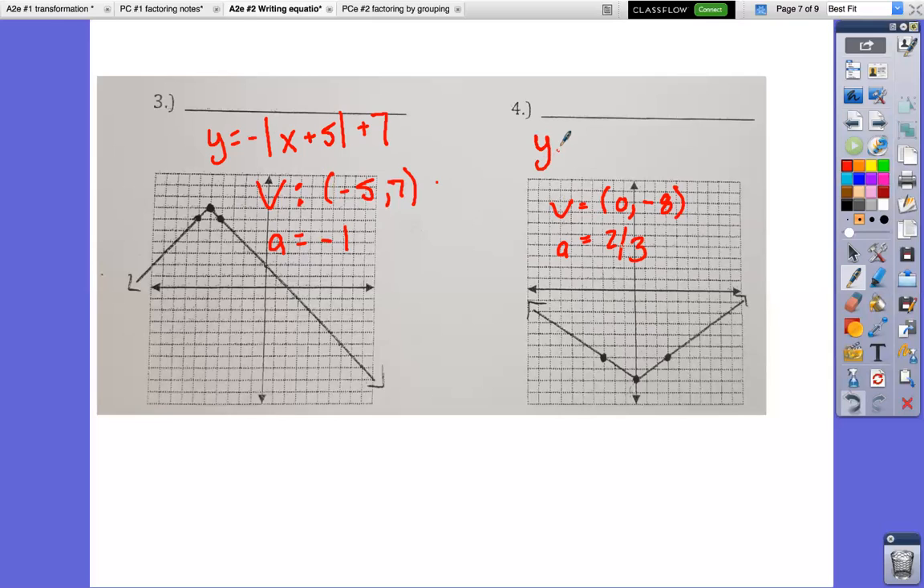Over here, I've got y equals, it's positive, it opens up. So up 2 over 3 both ways. So I'm not adding or subtracting anything. I don't need, and I shouldn't put a plus or minus 0. So just keep it like that. And the k value is how it is. Any questions?